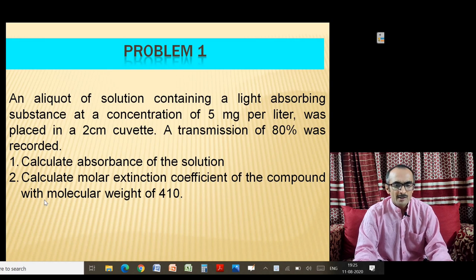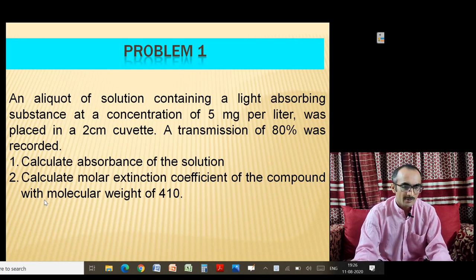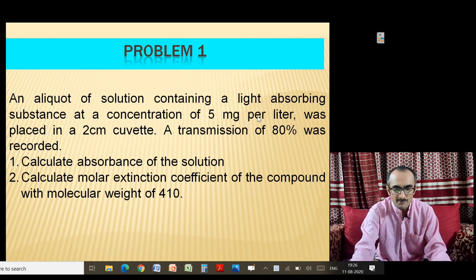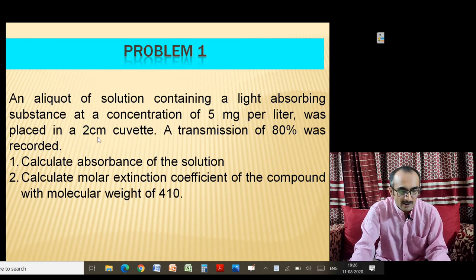Let's take some numerical problems based on Beer's and Lambert's law. An aliquot of solution containing a light absorbing substance at a concentration of 5 mg per liter was placed in a 2 cm cuvette. So here the concentration of the substance is 5 mg per liter, and the cuvette width is 2 cm, the path along which light will be traveling. Transmission of 80% was recorded.